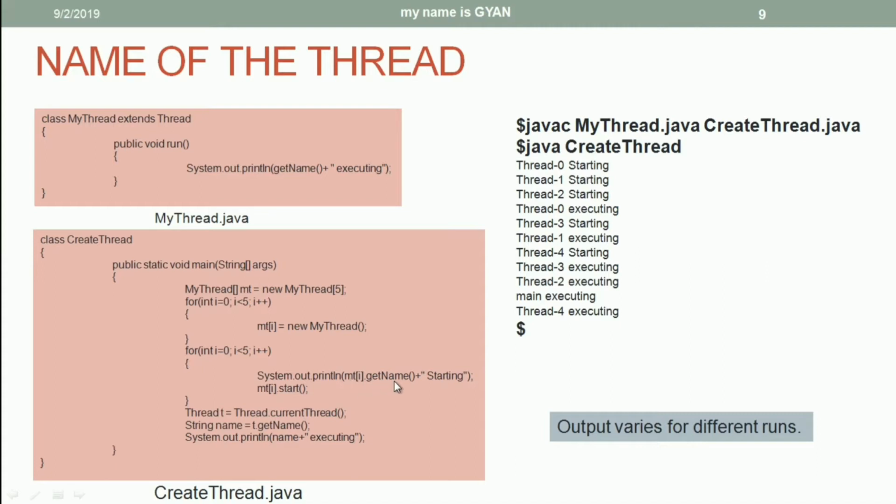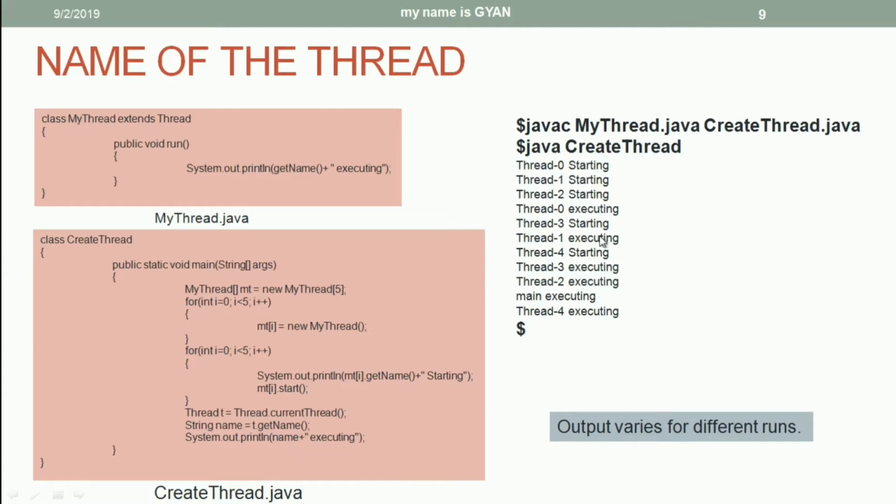That will print the thread name which we are going to start, and then we are printing starting. After that, it got started. After starting it, in the method run, we are printing the name of the thread plus executing. Means in the method run, that thread is executing. Then in the method main, we are getting the name of the thread, main, and then we are printing main executing, because the name of the current thread here is main. So we are printing main executing.